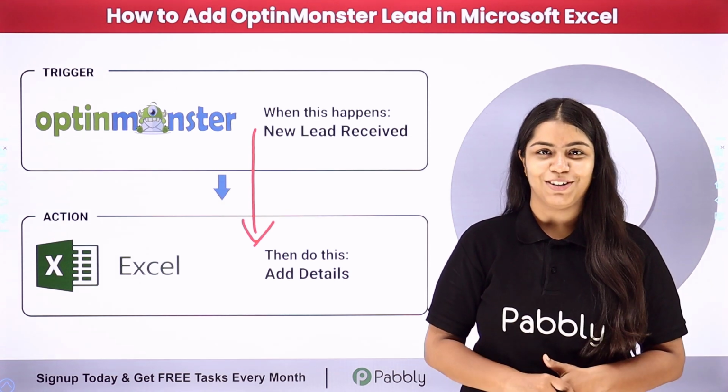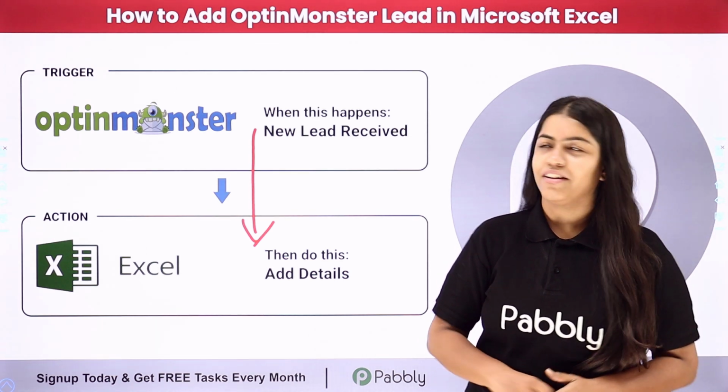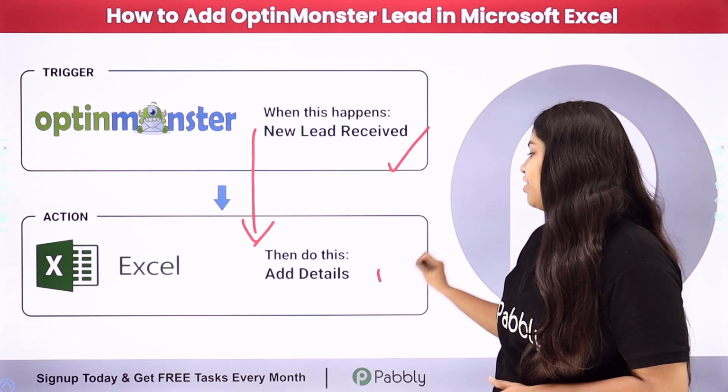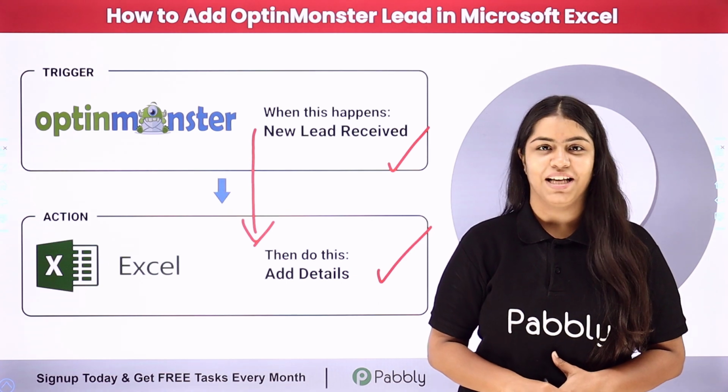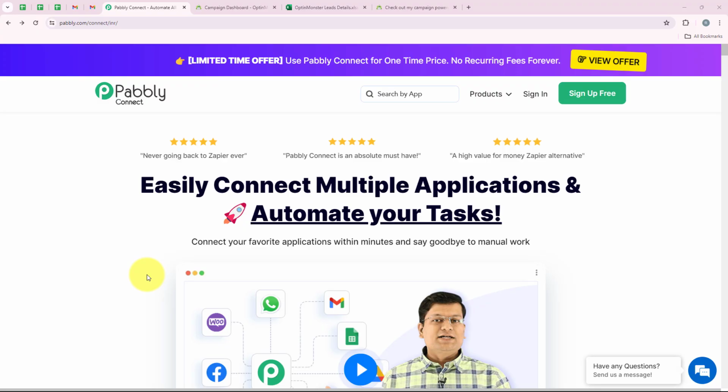So in Pabbly, we have the concept of trigger and action. For trigger, we are going to use OptinMonster, and for action, we are using Microsoft Excel. So if you also wish to learn this process step by step, follow me through the screen. Welcome to my screen. So as you know, in this video, we are going to learn how to add new OptinMonster lead details in our Microsoft Excel.